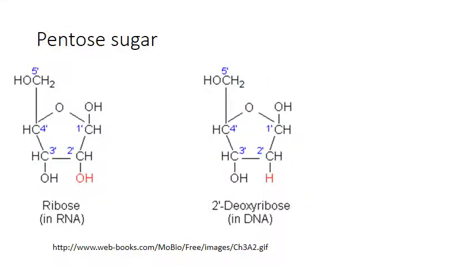There is a pentose sugar in nucleic acids. This pentose sugar is ribose in case of RNA. This ribose sugar has one 2'OH group, whereas deoxyribose sugar in DNA does not have this 2'OH group.